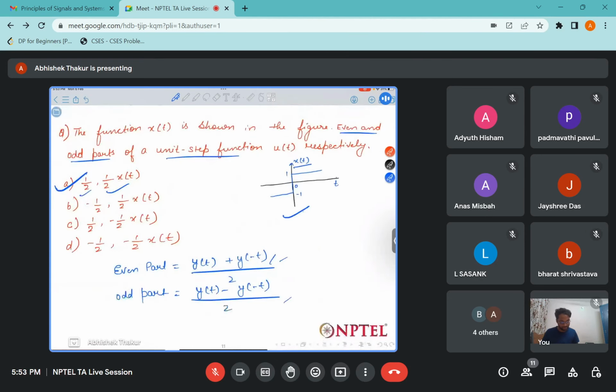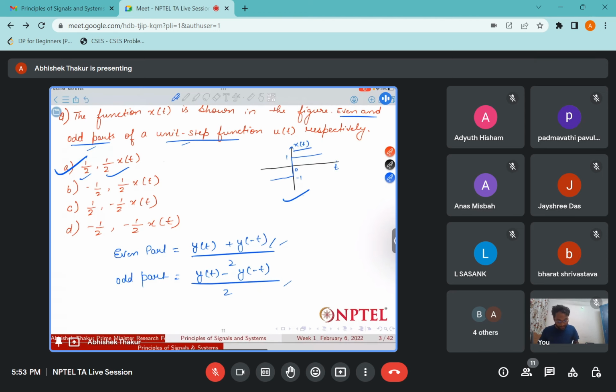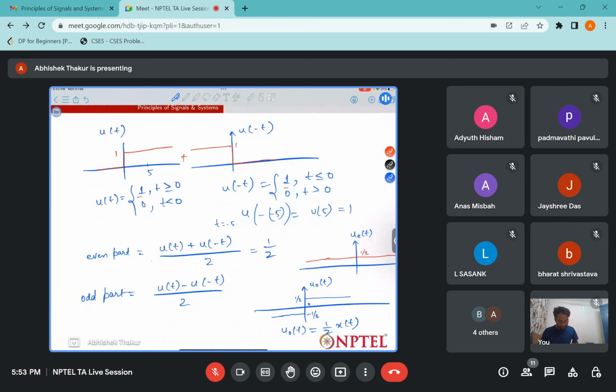This was our previous question. I will repeat because some of you have asked. Here it is given to find the even and odd part of the unit step function u(t), and the options are given like this. Options are based on x(t). So the even part of u(t) will be u(t) plus u(-t) by 2. As we have seen in the formula, even part is (f(t) plus f(-t)) by 2.